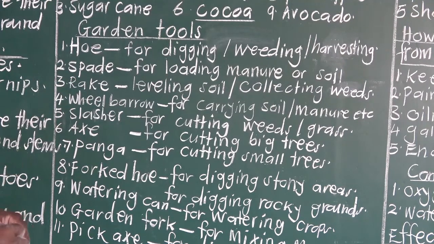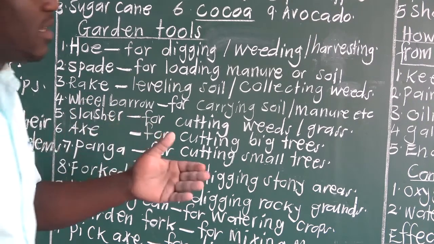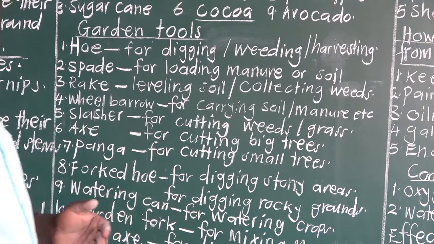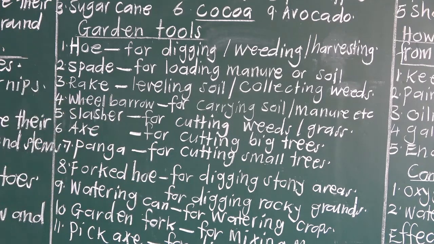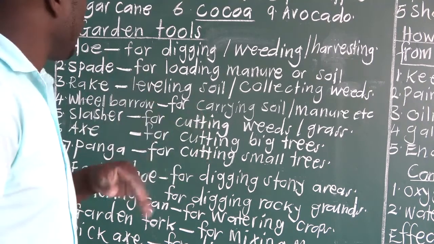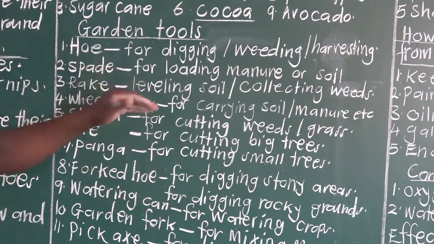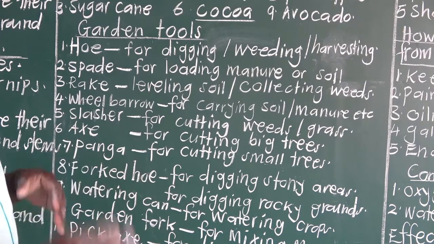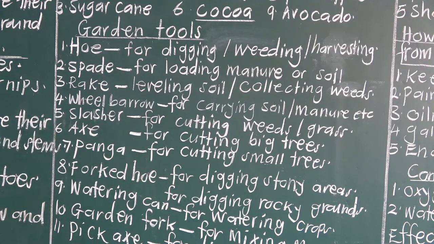Then we have another garden tool called a spade. A spade is used for loading manure or loading soil. Where do we load soil? We can load soil on a truck, we can load soil on a wheelbarrow, and so on. Farmers have trucks and wheelbarrows. They can either load soil or they can load manure. A spade is used for loading manure or soil, either on a wheelbarrow or a truck or a lorry.